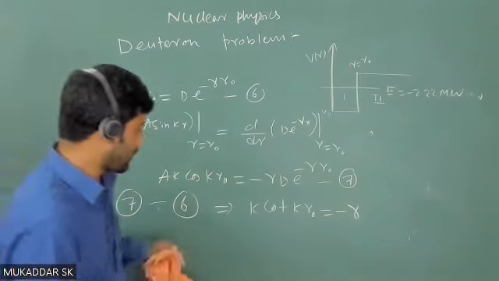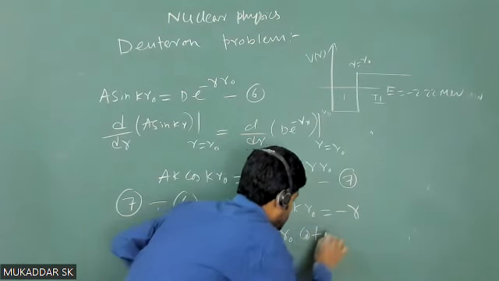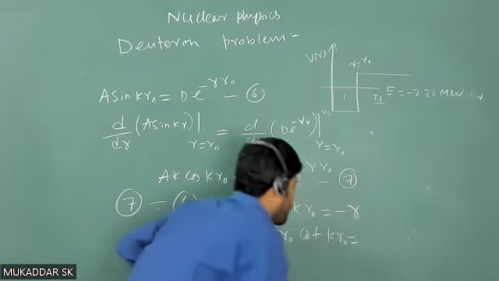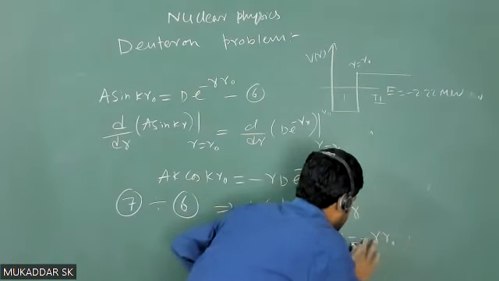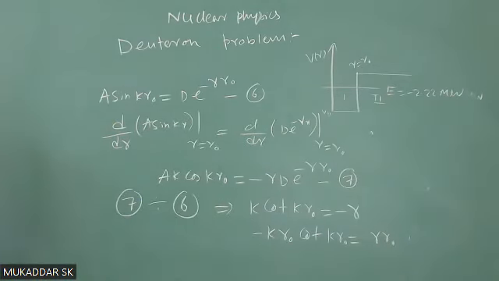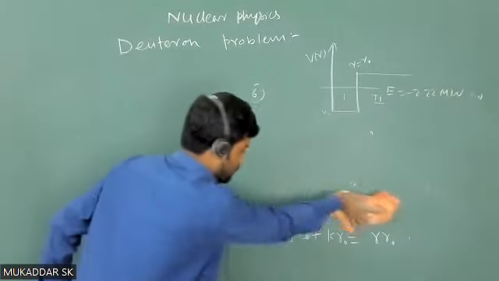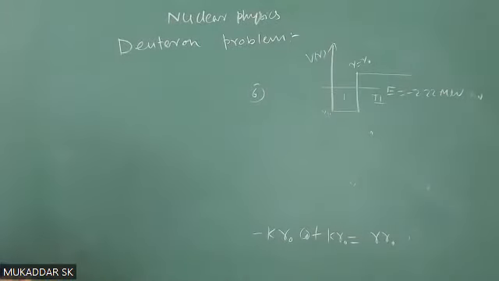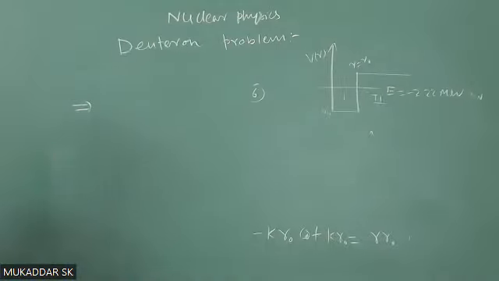Now, if you multiply both sides by R naught, you'll get K R naught cot of K R naught equals minus gamma R naught. I'll bring that minus to this side. So I can substitute the expressions for gamma and K.